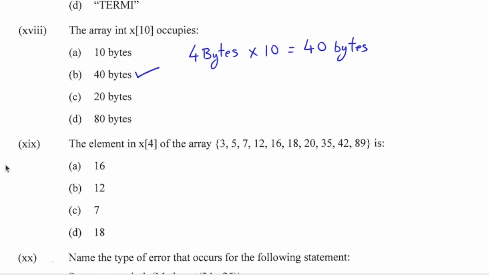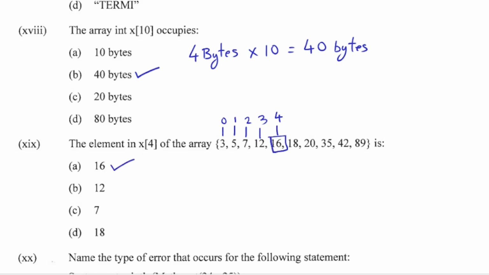Now we have reached subpart 19 of question 1. The question is, the element in x[4] of the array followed by an array is. That is, we have to find out the element at the 4th index. And again, indexing always starts from 0. So let's index it first. This is 0. This is 1. This is 2. This is 3. And this is 4. And our answer is 16.